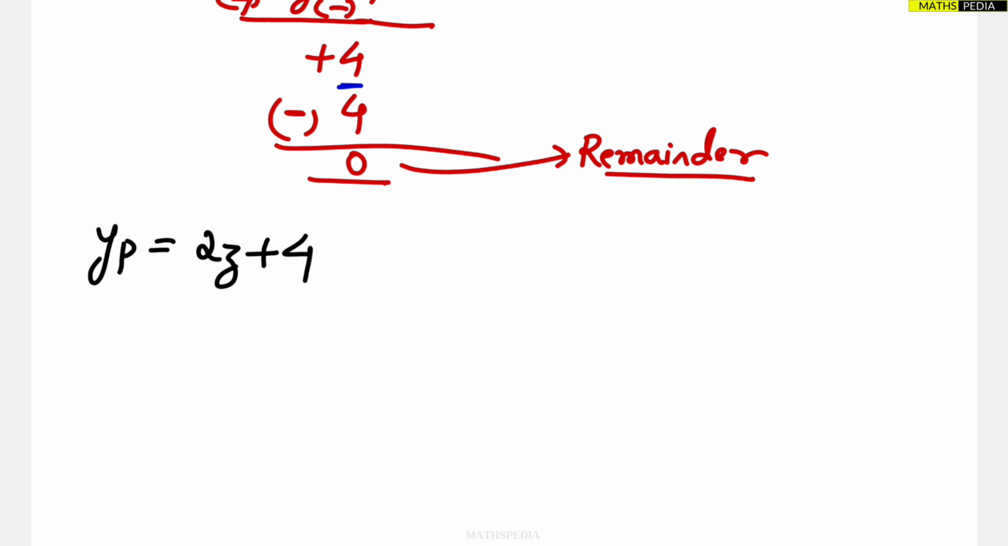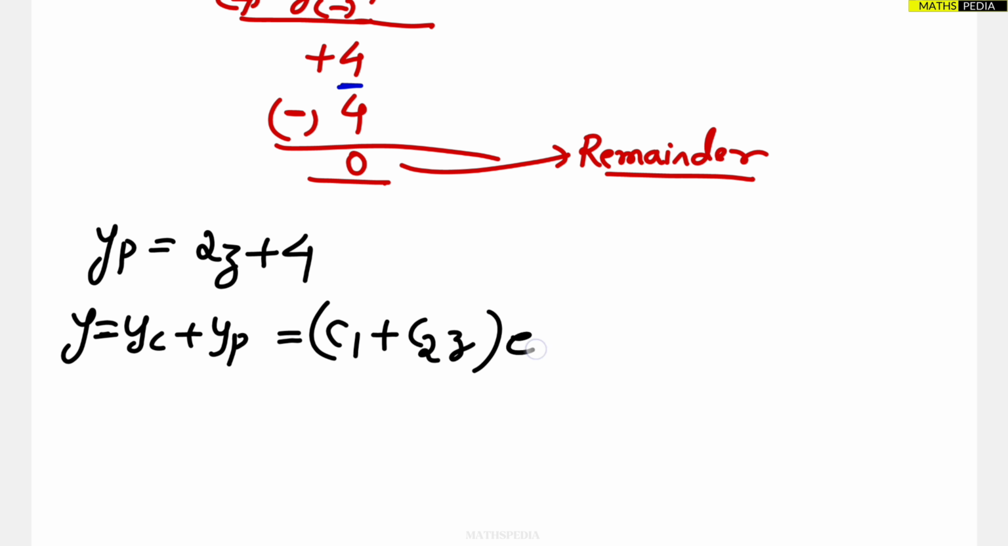Now after writing the yp value, we can write the y value. y is equal to yc plus yp. And as we know, the yc value is C1 plus C2 into z, whole into e power z, plus 2z plus 4. Now this is the answer we are getting.